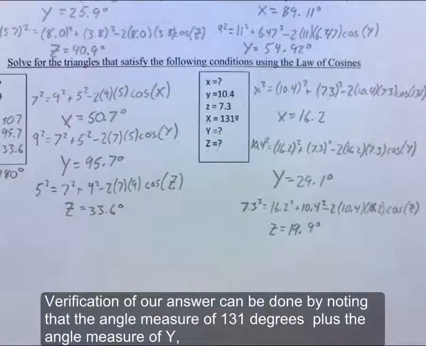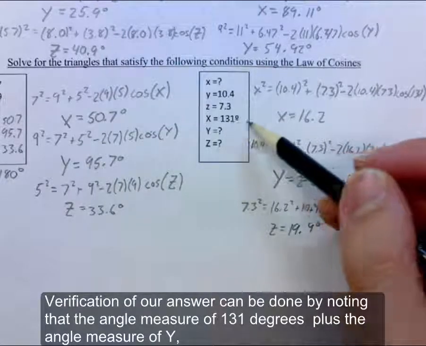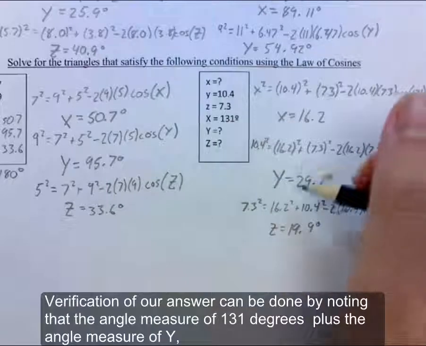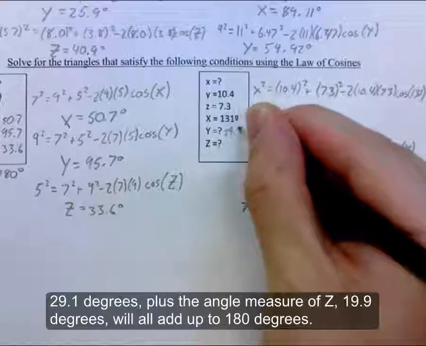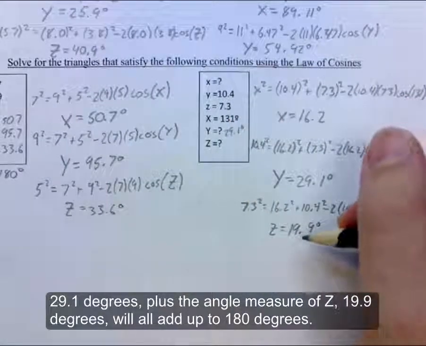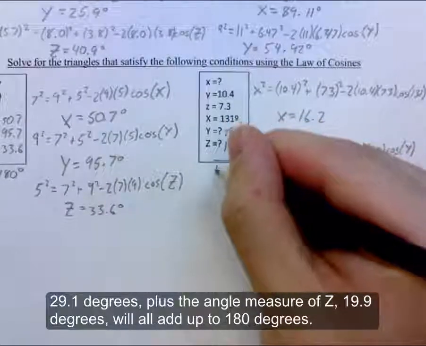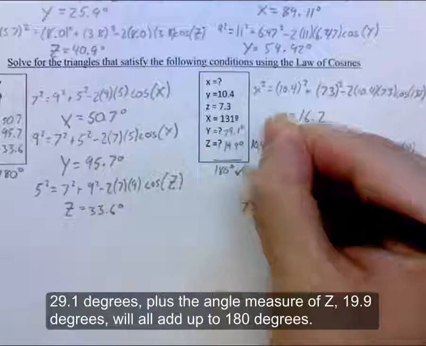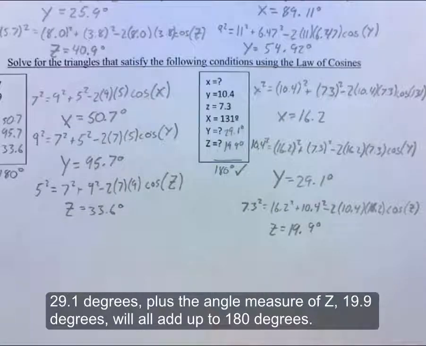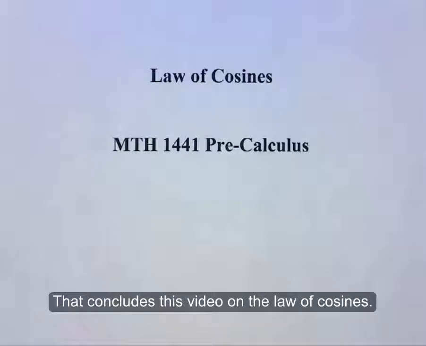Verification of our answer can be done by noting that the angle measure of 131 degrees plus the angle measure of y, 29.1 degrees, plus the angle measure of z, 19.9 degrees, will all add up to 180 degrees. That concludes this video on the law of cosines.